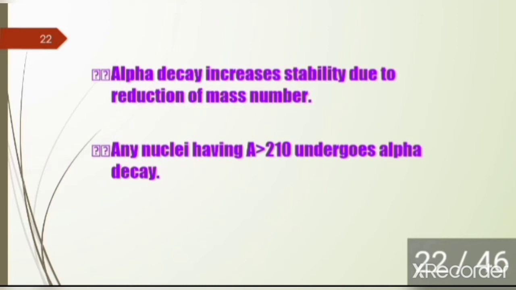So we are moving on to the end of my topic, that is, alpha decay increases the stability. Why does alpha decay increase the stability of a species? This is nothing but because of the reduction of mass number.